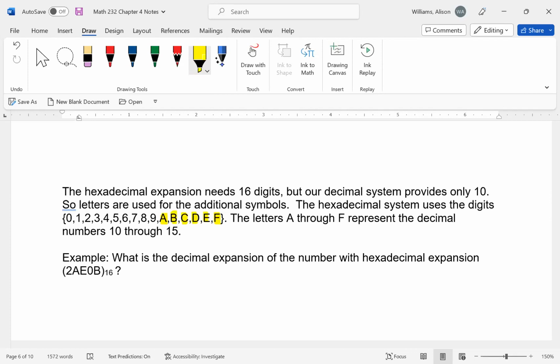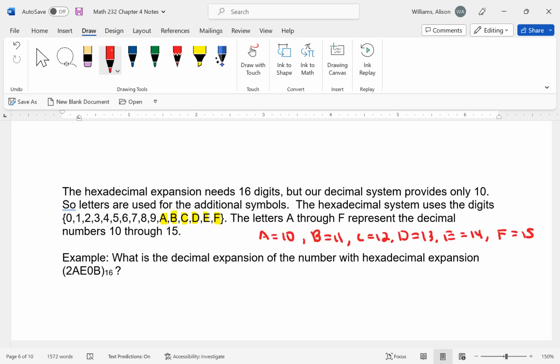Now, just so we're clear, A through F represents the decimal numbers 10 through 15. So A happens to actually represent 10. We just can't put 10 down because 10 looks like a 1 and then a 0. B represents 11. C represents 12 and so forth. Okay. So the idea is, they represent numbers, but we use the letters because we need a single digit to be part of the hexadecimal system.